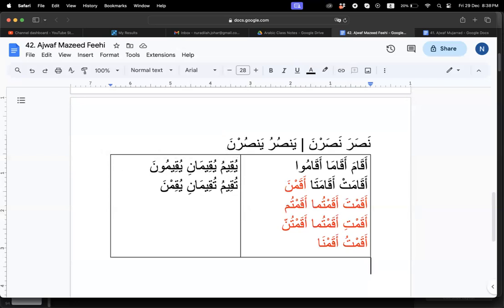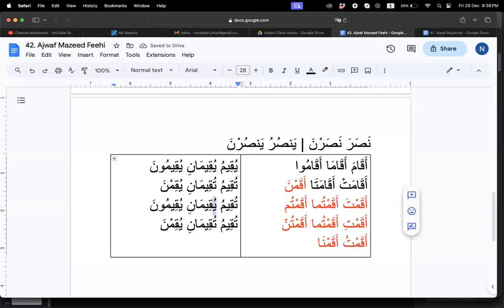So anta will be tuqimu. You're doing mudhari, not madi. Okay, tuqimu. And then the next one, tuqimani. And then antum, tuqimuna. And then anti, tuqimina.